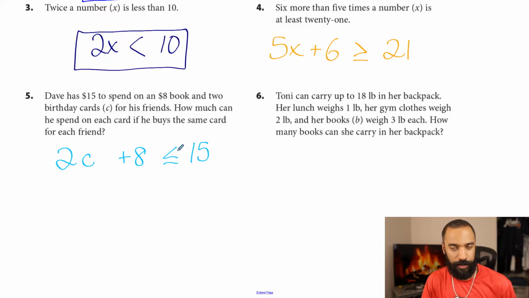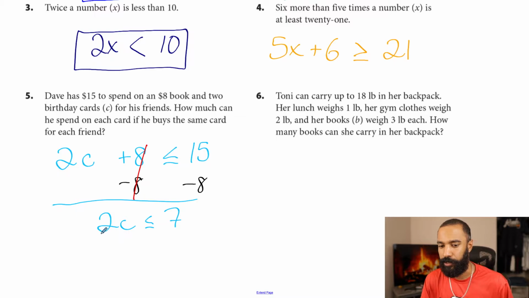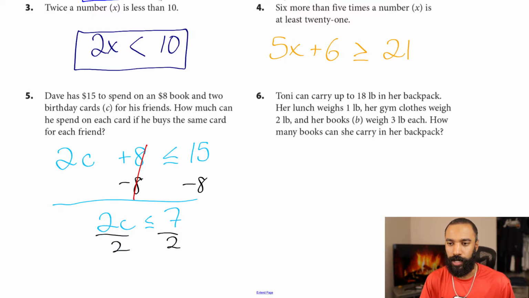Okay, now how do you solve these things? You solve them just like you would solve equations. Treat this thing as a barrier that we shall not pass unless we cross things over through some form of math. If I subtract 8 from both sides here, that starts to isolate my C term. And then I will now have 2C is less than or equal to 7. And if I divide both sides by 2 here, that's where you get C is less than or equal to 3.5.